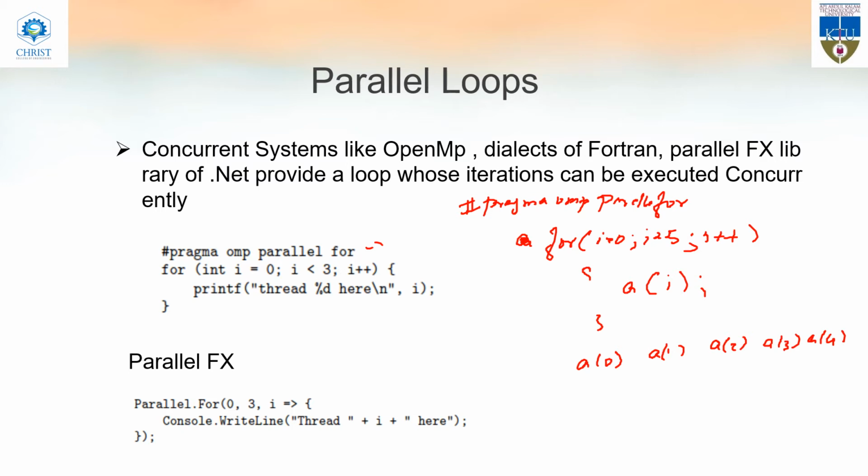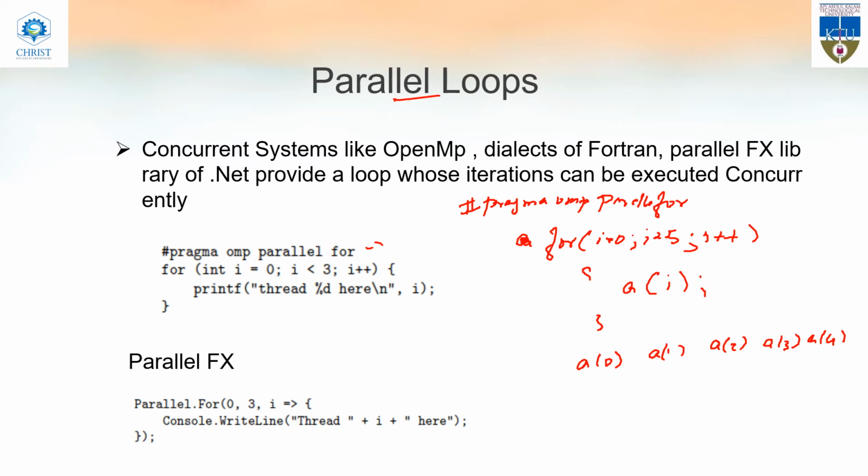Okay, so a of 0 will be executed concurrent to a of 1, which will be executed concurrent to a of 2, which will be executed concurrent to a of 3 and a of 4. Each of these a of 0, a of 1, a of 2, a of 3 and a of 4 will be different threads. That's how the concurrency will be imparted. Okay, so that's about parallel loops.